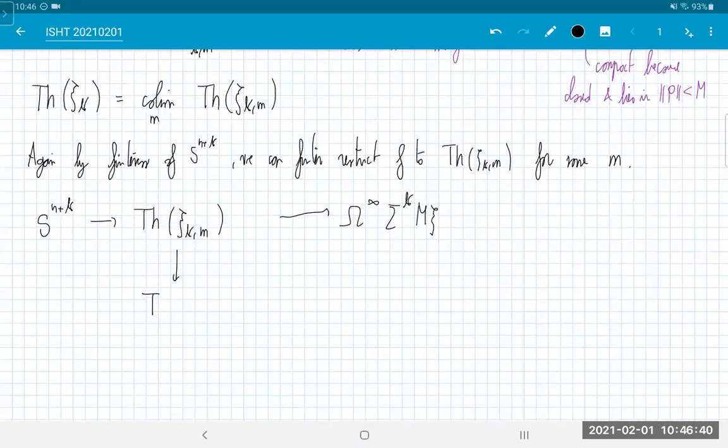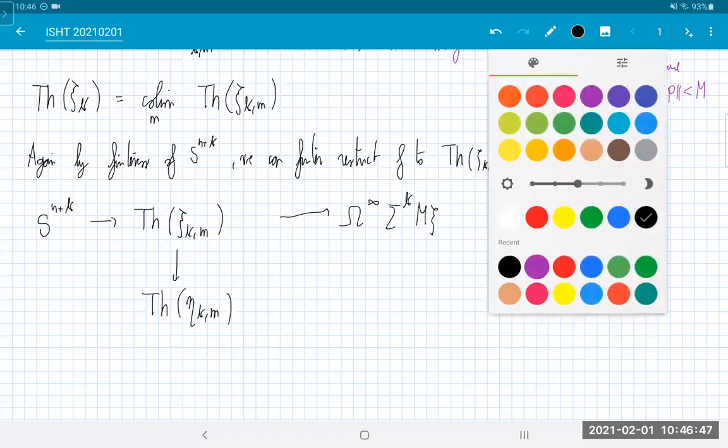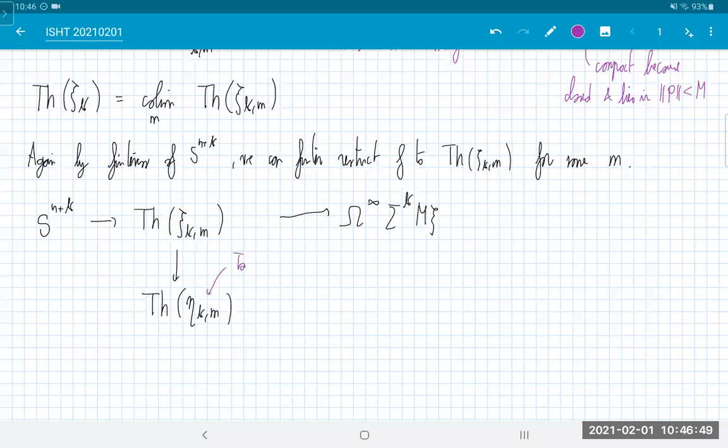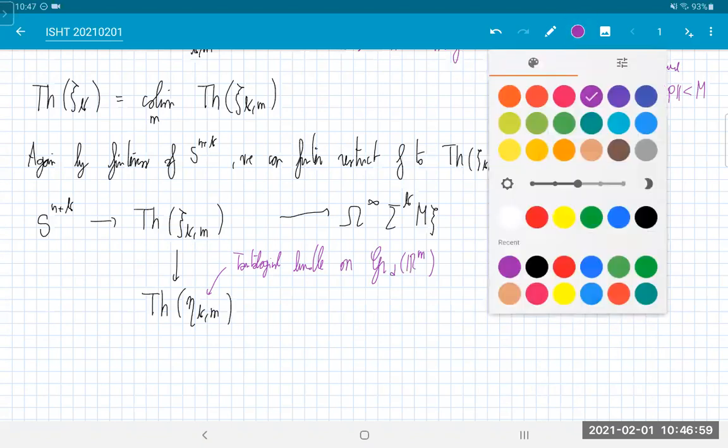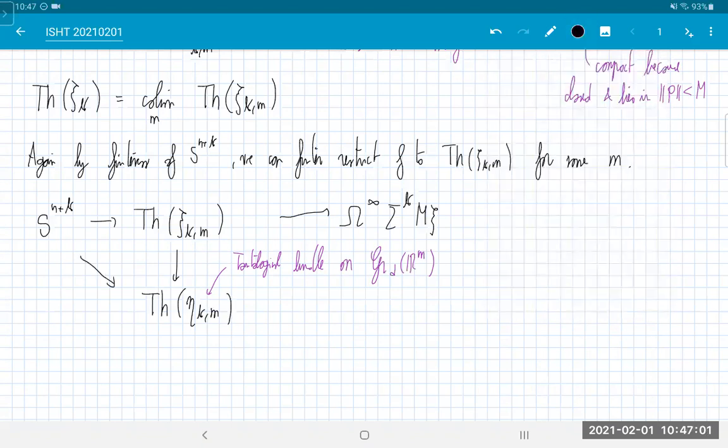And these also map to the Thom space of these, where this is the tautological bundle on the Grassmannian of D-planes in R^m. Okay, and that's the key diagram I want to consider.